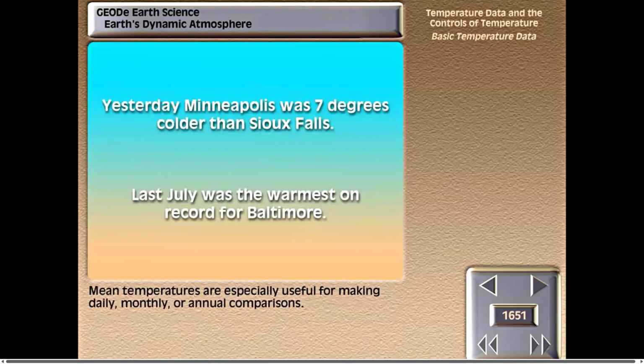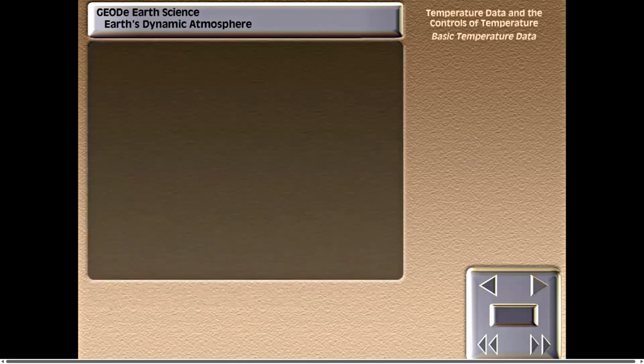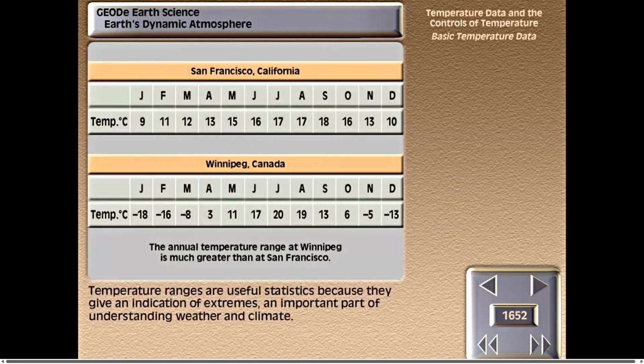Mean temperatures are especially useful for making daily, monthly, or annual comparisons. Temperature ranges are useful statistics because they give an indication of extremes, an important part of understanding weather and climate.